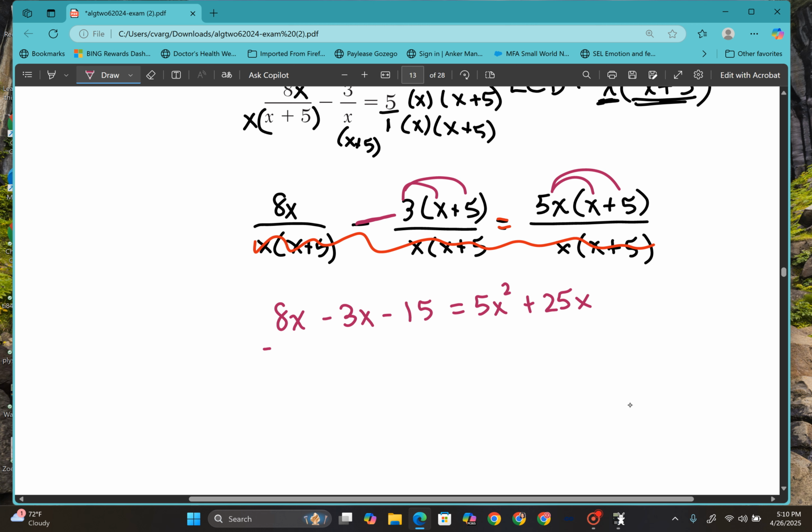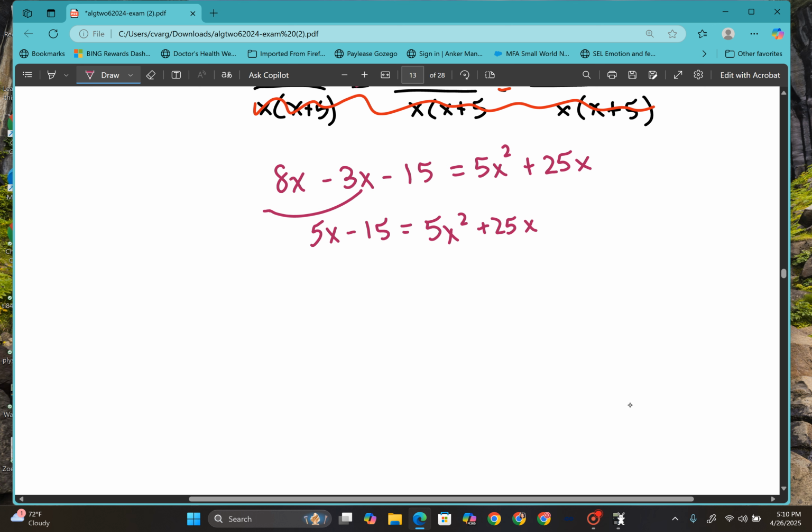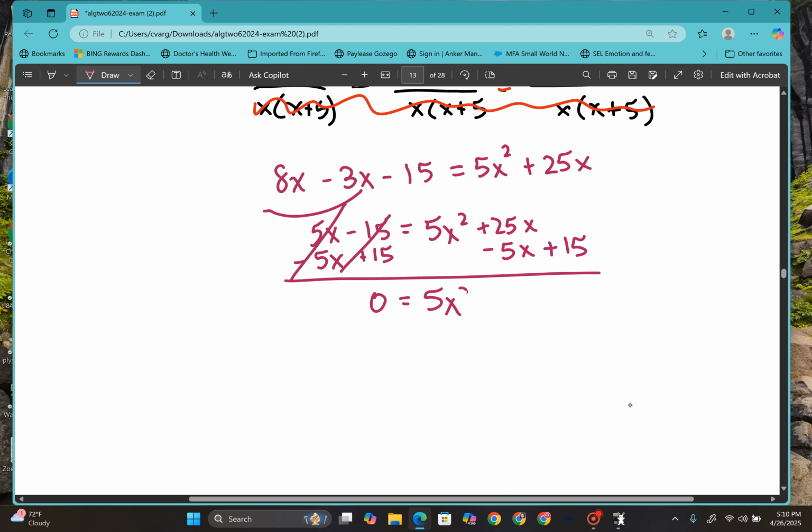So we're going to do 8x and a minus 3x is 5x minus 15 is equal to 5x squared plus 25x. So we have to set one side equal to 0. We do that by subtracting 5x and adding 15 here. So whatever I do to one side, I do to the other. So minus 5x and plus 15. So now this side equals 0. Cool. So we have 0 is equal to 5x squared plus 20x plus 15.